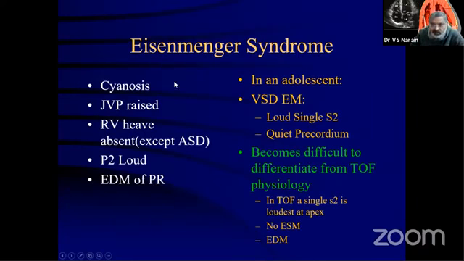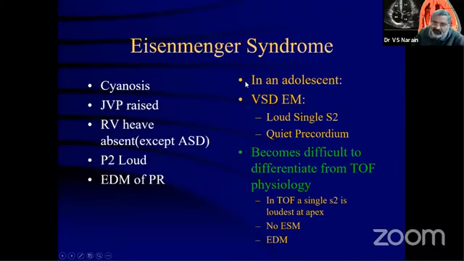Now, you also have Eisenmenger syndrome. So how do you differentiate the Eisenmenger? There will be cyanosis in both situations. The JVP would be raised. Now, what about RV heave in Eisenmenger? The question often asked is, will you have an RV heave in Eisenmenger? The answer is, in VSD and in PDA, you do not get any RV heave. It is only in ASD Eisenmenger that you will get RV heave. There will be no significant cardiomegaly in VSD and PDA Eisenmenger, but it will be there in ASD. P2 is loud and you have an early diastolic murmur. So these are the clinical features of Eisenmenger.